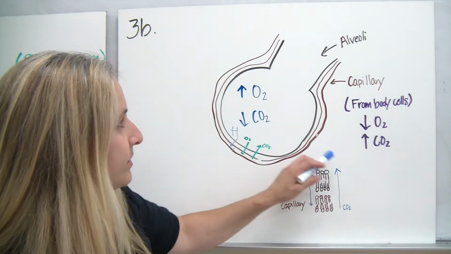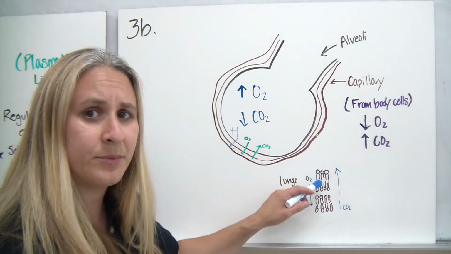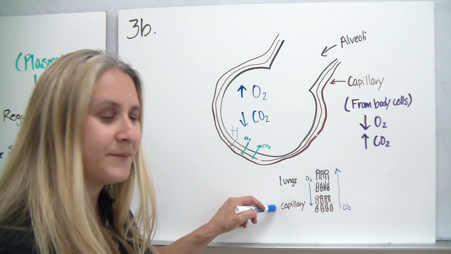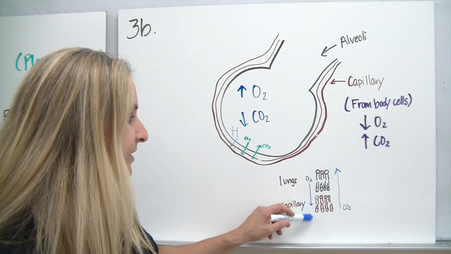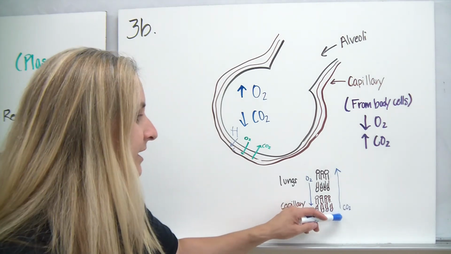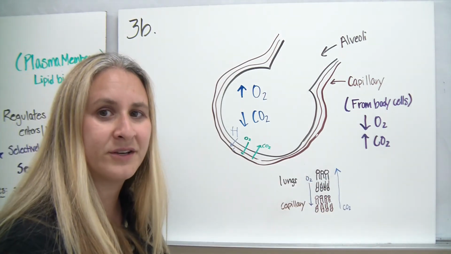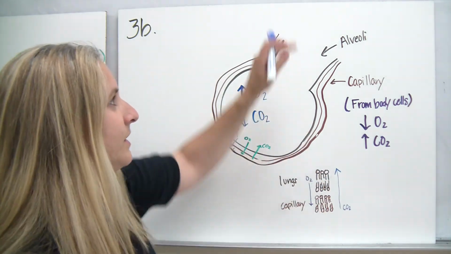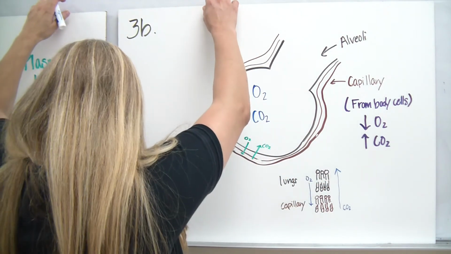If we were to look at this in a blown up view, here's our plasma membrane. If this were the side from the lungs and this were the side from the capillary, the oxygen would be going from the lungs into the capillary, carrying our blood, and the carbon dioxide would be traveling from the blood and the capillaries into the lungs, squeezing in between these molecules of the lipid bilayer.